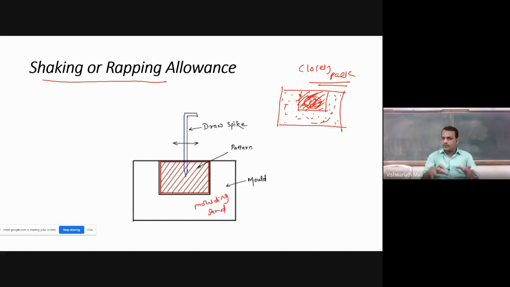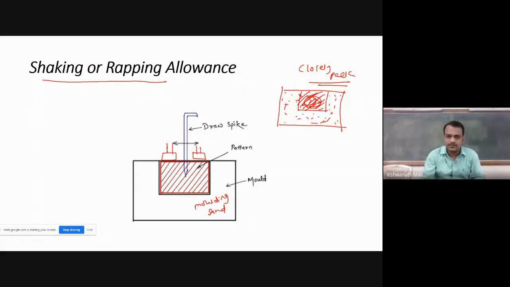So as it is closely packed, we cannot remove the pattern easily, because we have rammed the sand and it gets packed. So in order to remove that, we gently hammer this pattern, to loosen the pattern from the molding sand. So what happens when we hammer the pattern?